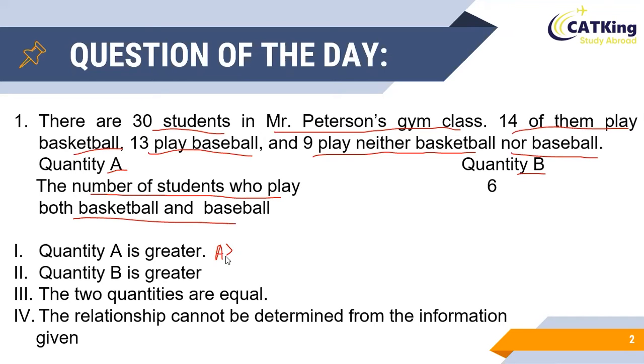is greater than B, that is option 1, or if B is greater than A, that is option 2, or if A is equal to B, that is option 3, or if the relationship cannot be determined from the given information, that is option 4.